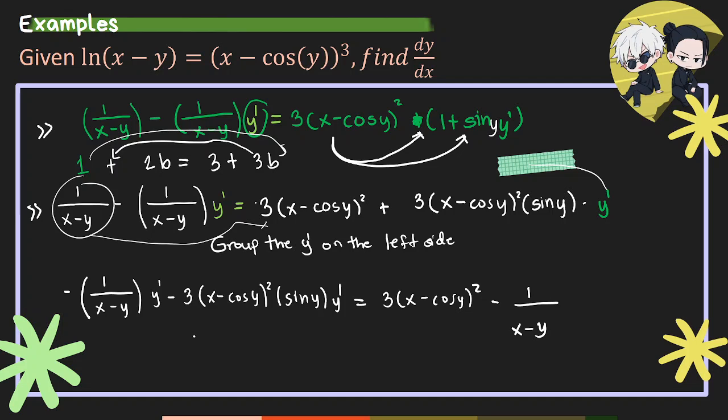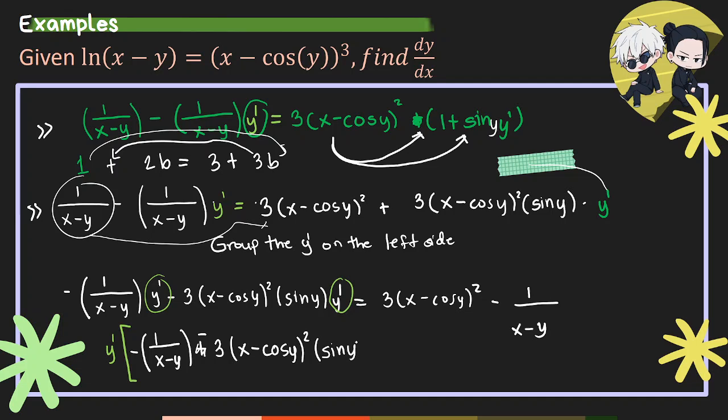Tama ba yung magkakaroon? Final? Yan po ang final? Hindi pa. Kasi we are going to find y prime. What are we going to do? We will isolate y prime here. So y prime multiply to negative 1 over x minus y plus minus 3x minus cosine y squared sine y is equal to 3x minus cosine y squared.